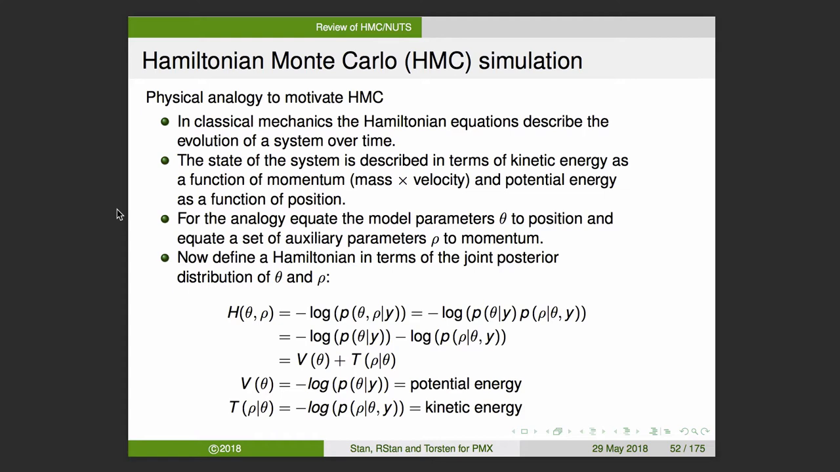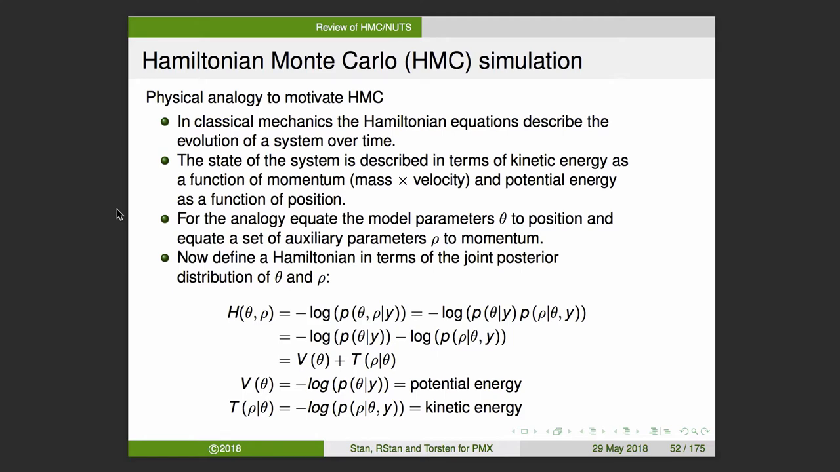And I guess I didn't actually say y represents data in these equations. And since it's a log of a product, we can describe it as the sum of the logs. So basically, we have our V of theta and T of rho given theta. The V of theta we're going to analogize with potential energy, and our T of rho given theta with kinetic energy. Again, V is minus the log of that posterior we actually care about, and then minus the log of the probability of rho given theta and y, that's our kinetic energy.